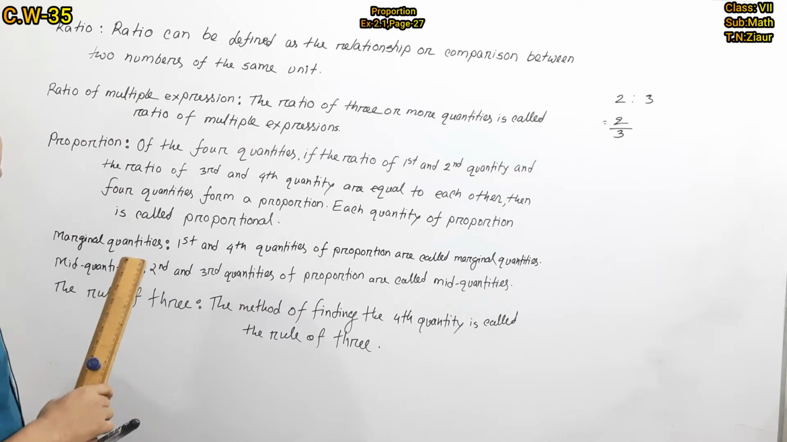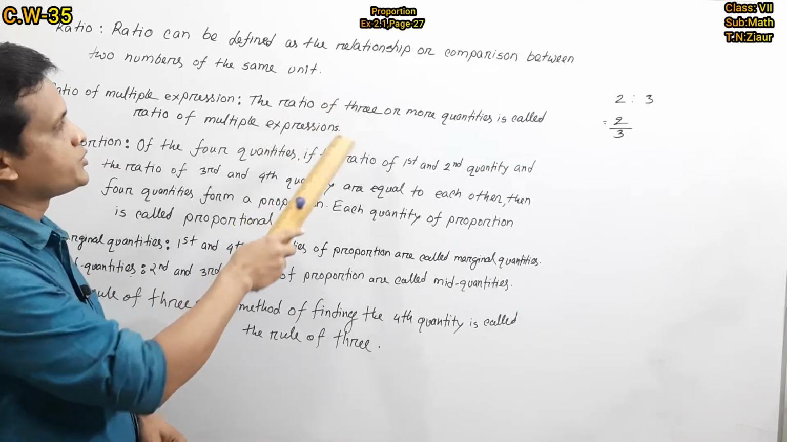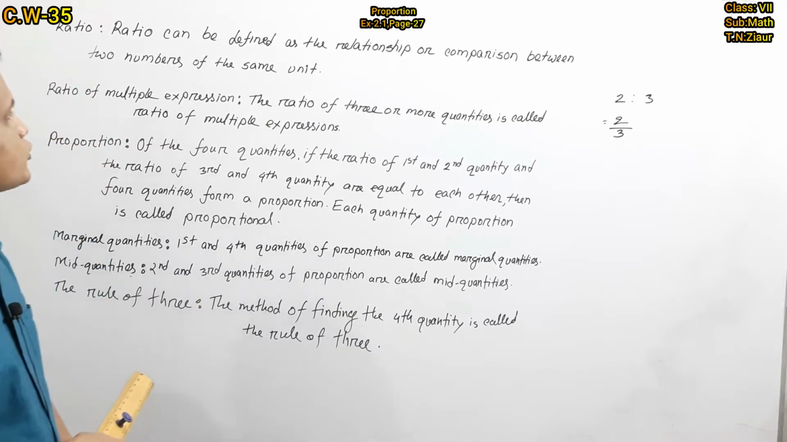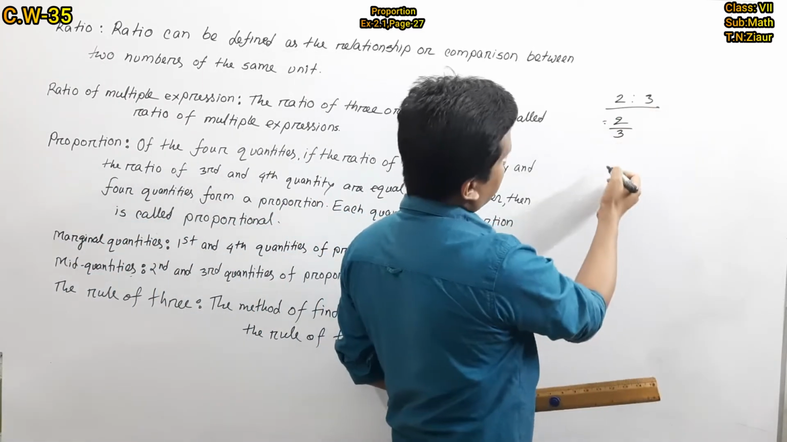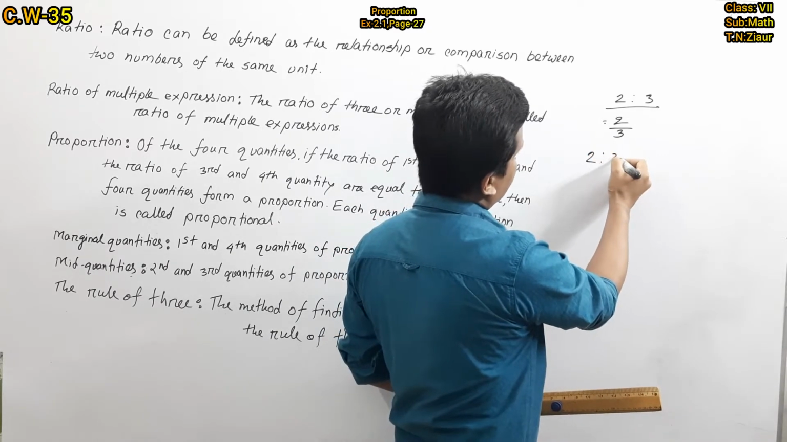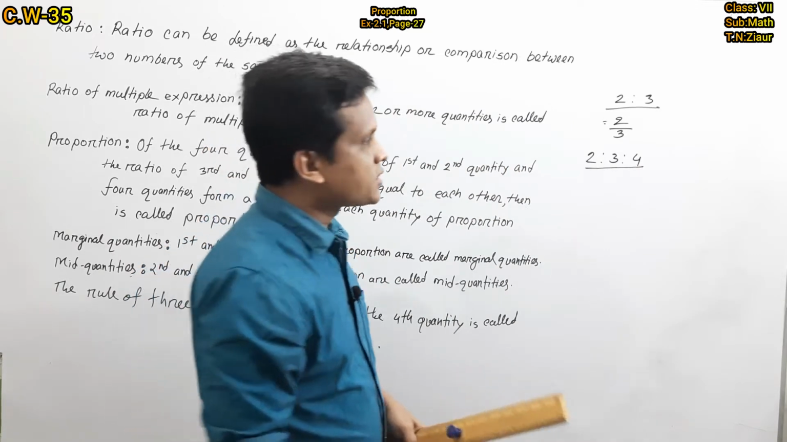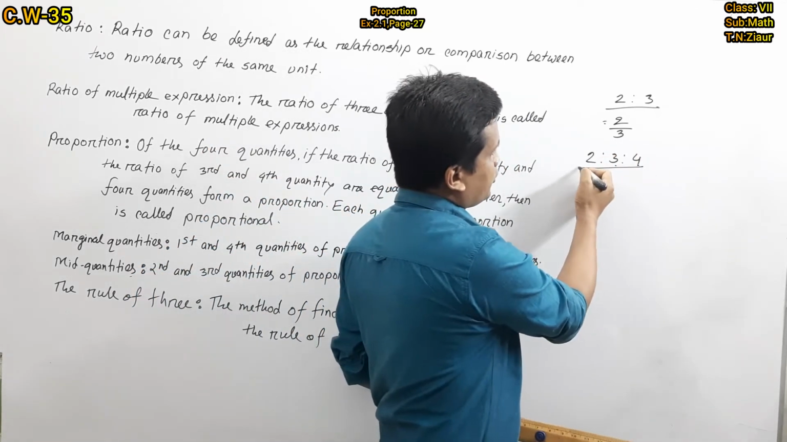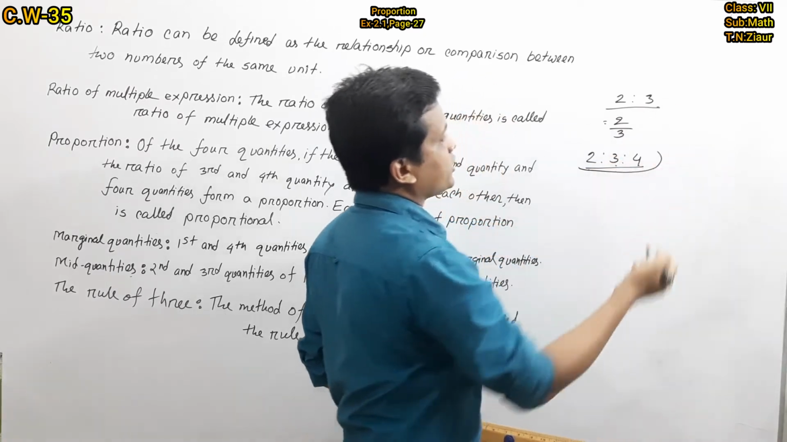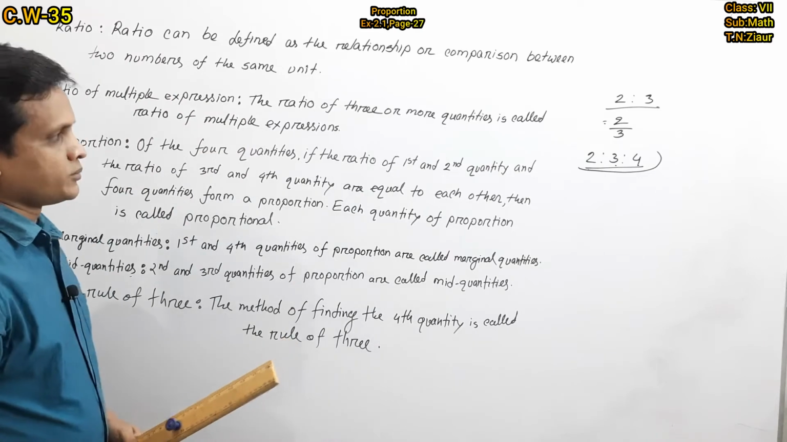Now, ratio of multiple expression. What is ratio of multiple expression? The ratio of three or more quantities is called ratio of multiple expression. Suppose this one is two quantities only, right? So if I express, suppose, 2:3, 3:4, this is called ratio of multiple expression. Suppose this is length, breadth and height, like this. So when you express two or more quantities like this, that is called ratio of multiple expression.